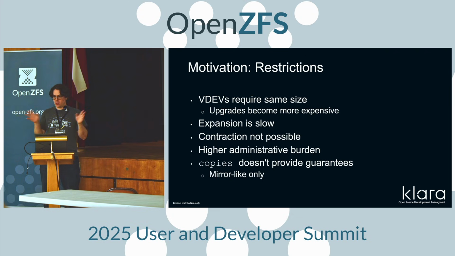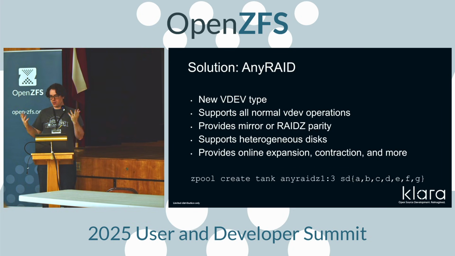Copies tries to store multiple copies of your data on different devices, but it's not guaranteed to do so. And it also only provides mirror-like parity, where it can store multiple full copies of the data. So there's some space in here for improvements. And the solution that we came up with, in particular for the problem of disks all having to be the same size, but it also has other benefits, is AnyRAID.